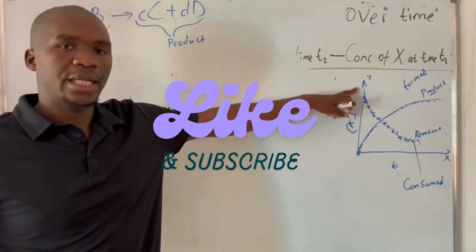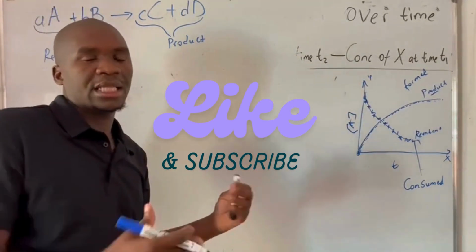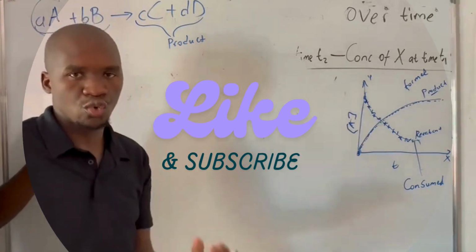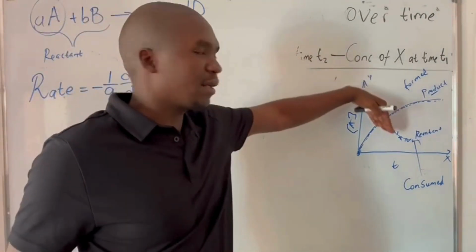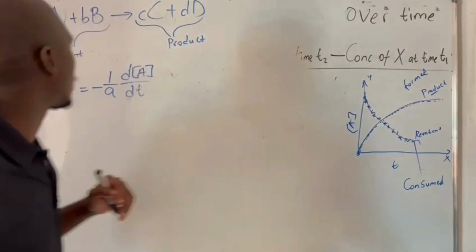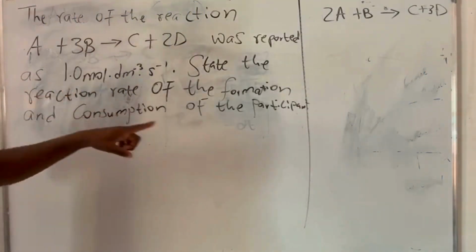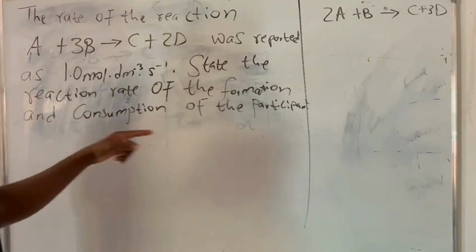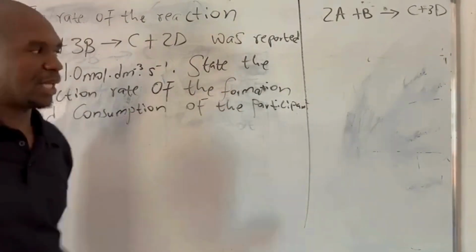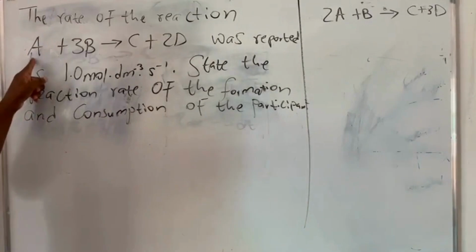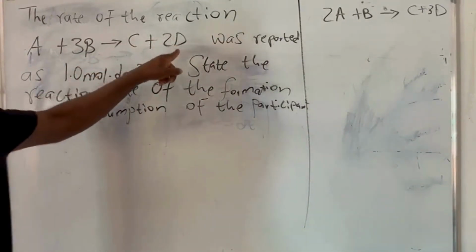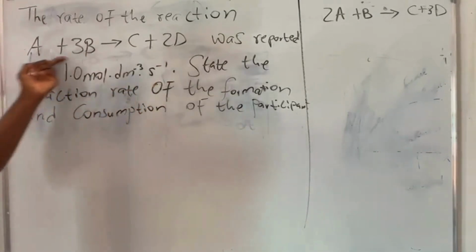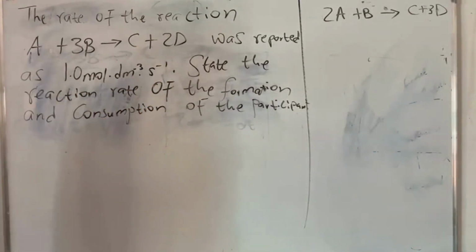On top, right? And they curve down. In other words, they are the ones that are consumed. It is consumed. You can even see it here, curving down, right? So now, what about the formation and the consumption of the participants? What are the participants? First participant, second participant, third participant, fourth participant. So all these are our participants, right?